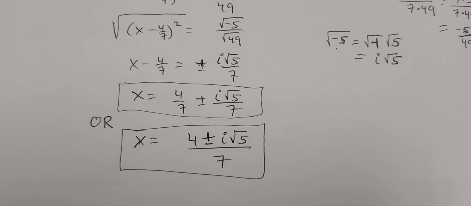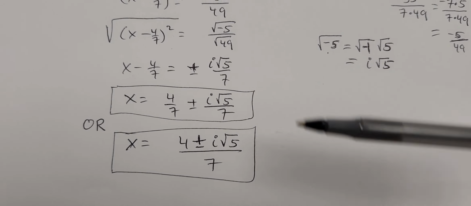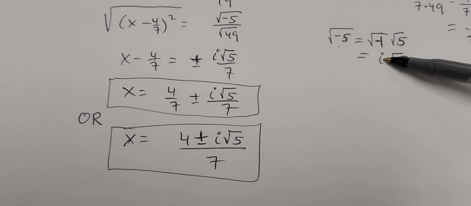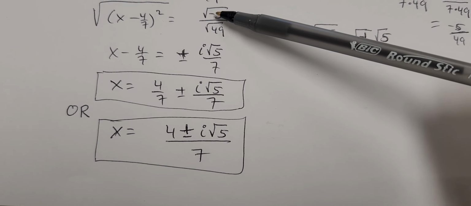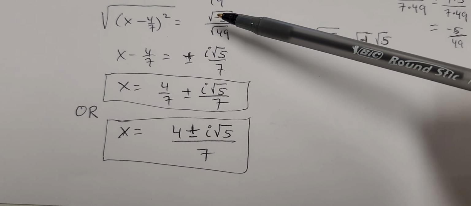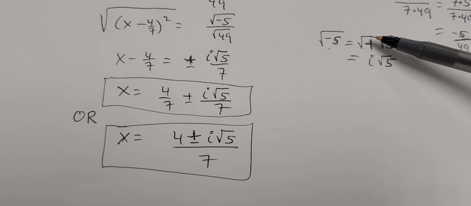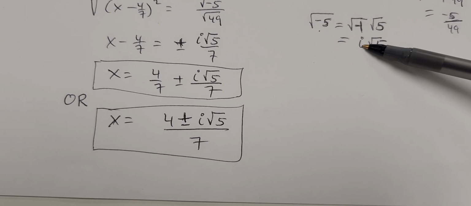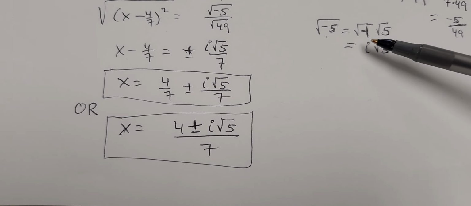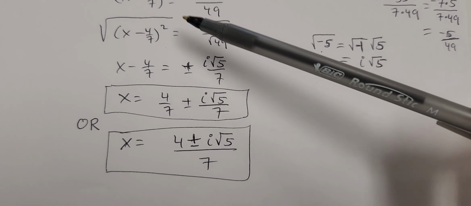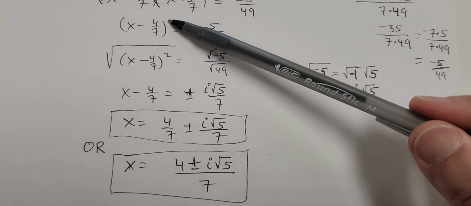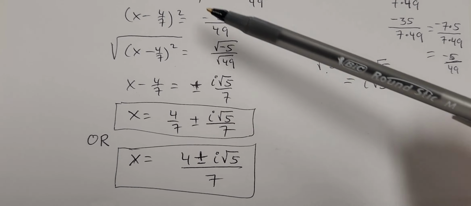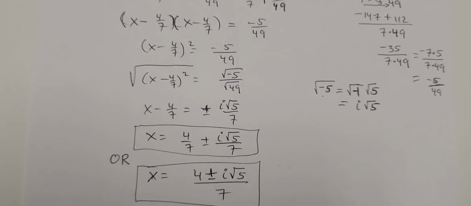Be very careful when you have a negative inside the square root. It is always negative 1, so the square root of negative 1 will give me this i. And also, since this is an even power, don't forget the plus and minus. You only put plus and minus when it's an even power. Okay, so be very careful.